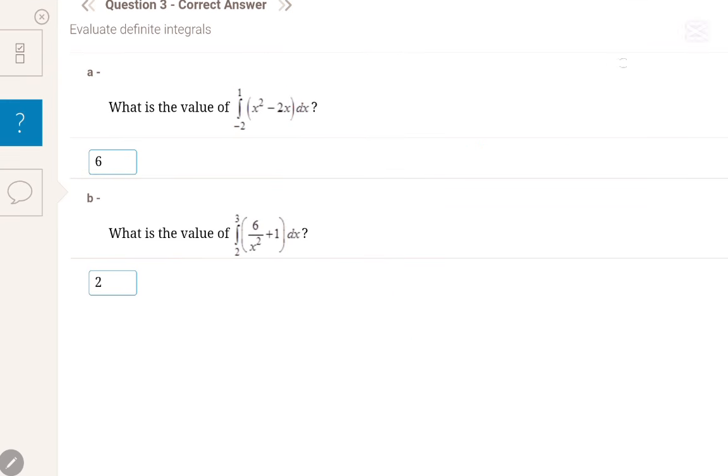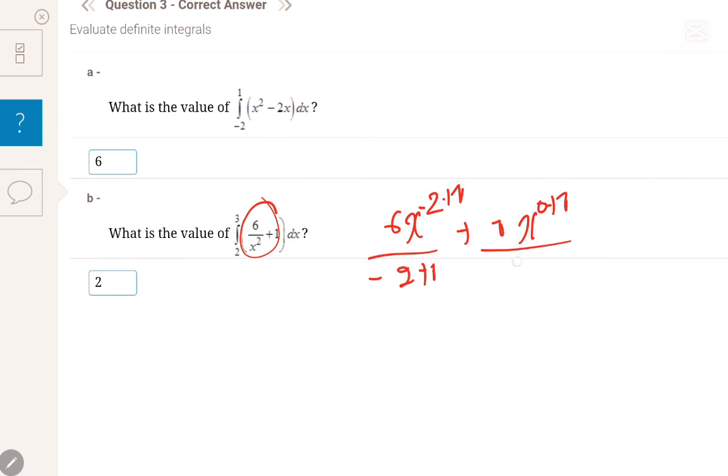What does it say in part B? What is the value of the integration of 6 over x squared plus 1? So let's do the regular integration. 6 over x squared plus 1. Okay, do regular integration, move this up. So now you do n plus 1 over n plus 1. And here this is x to the power of 0. So n plus 1 over n plus 1. So what happens? This becomes 6x to the power of minus 1 over minus 1 plus x.